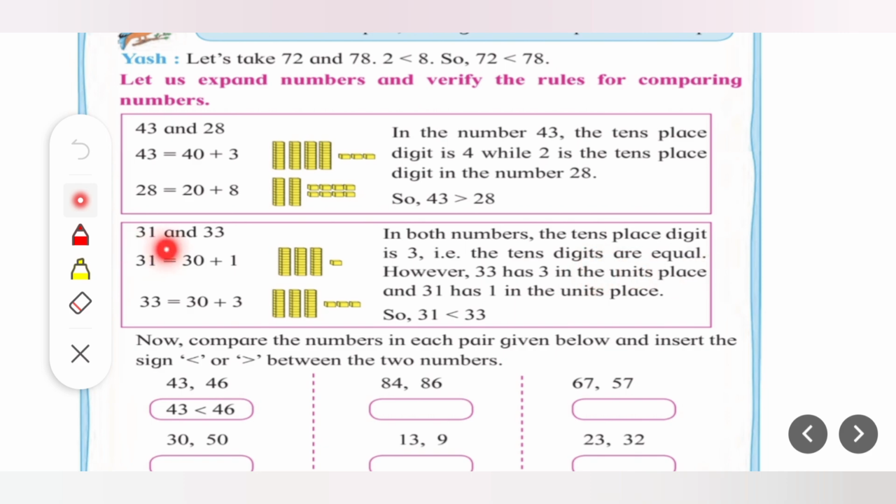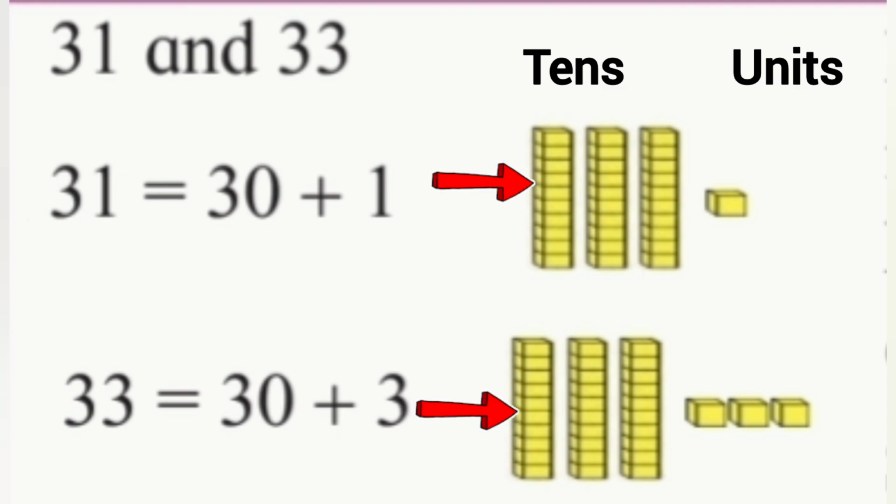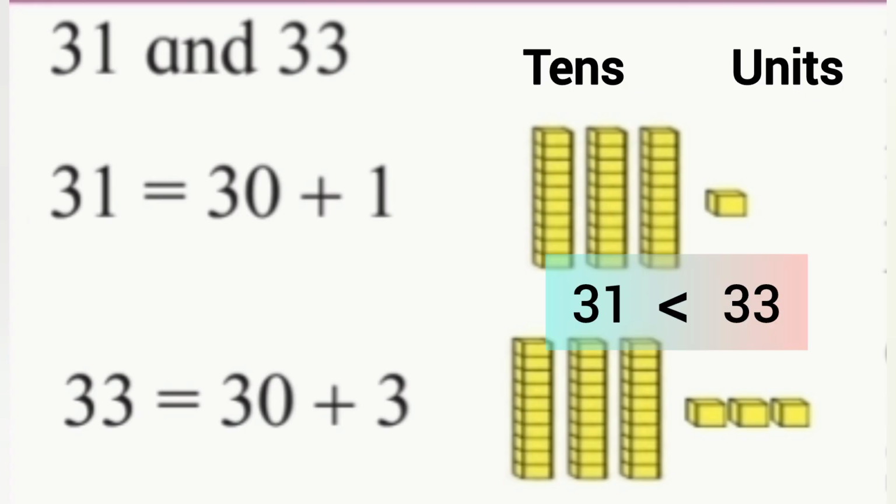Both the numbers in the tens digit are equal, 3, 3. However, 33 has 3 in the units place and 31 has 1 in the units place. Now we are going to move to units. So in 31, 1 is in the unit place, and in 33, 3 is in the unit place. Here we can see that the digits in the tens place are the same. Both numbers have 3 tens. So now we compare the units place. Between 1 and 3, the number 3 is greater. Therefore, 31 is less than 33.